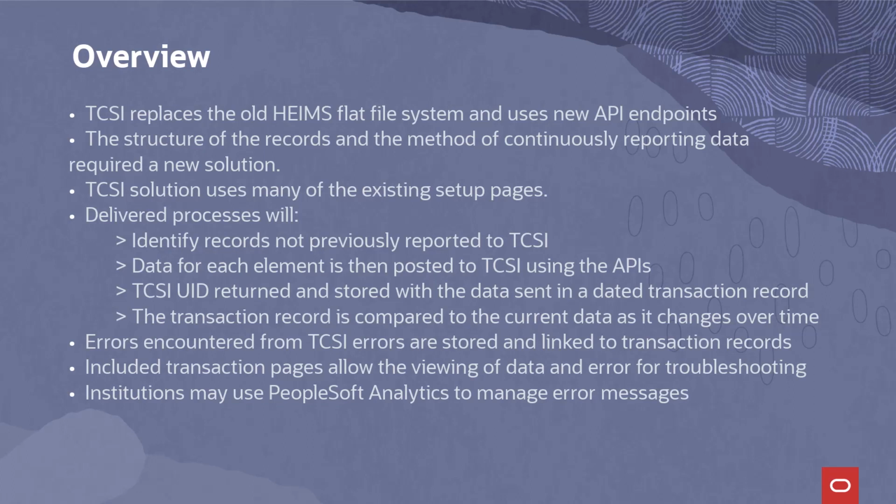The process may encounter errors from Taxi when performing posting and patching of data. These errors are stored in a table linked to the transaction record to allow institutions to troubleshoot any issues. The delivered solution includes a number of transaction pages that allow the viewing of current CS data, previous transaction data, and current Taxi data, along with the error messages and transaction history. Institutions may wish to use PeopleSoft Analytics to manage these error messages and direct them to the appropriate data experts.